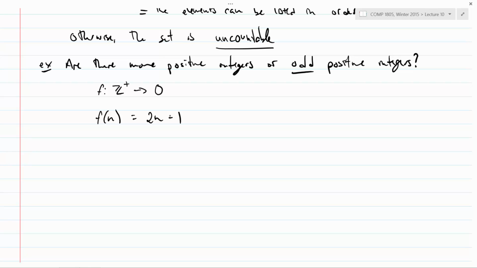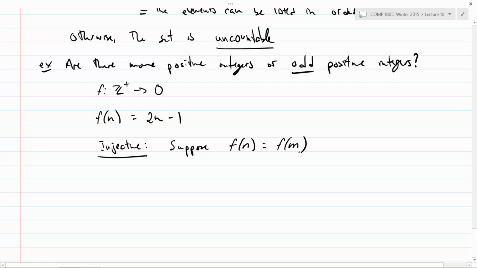Okay. So is this thing injective? Well, suppose that f of n equals f of m. Well, then 2n minus 1 equals 2m minus 1. So 2n equals 2m. So n equals m. So it is injective.